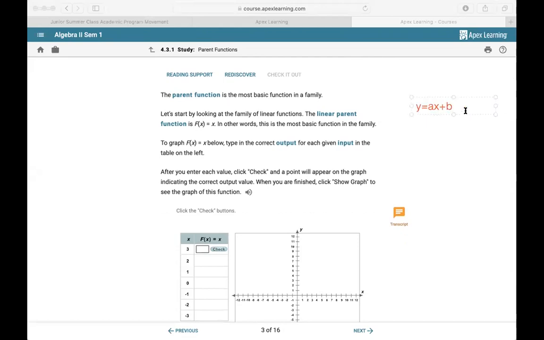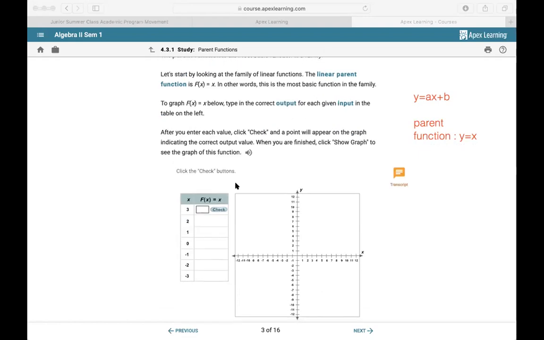If we get rid of all of the extra stuff, our stripped down parent function is y equals x. And if we were to look there, we would plug in our inputs, which would be our x variables, and we could get out our y variables, which is our outputs.